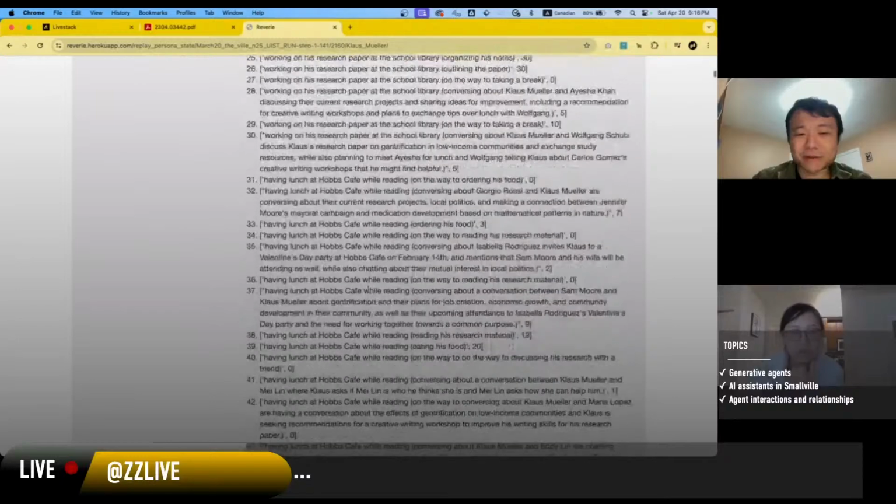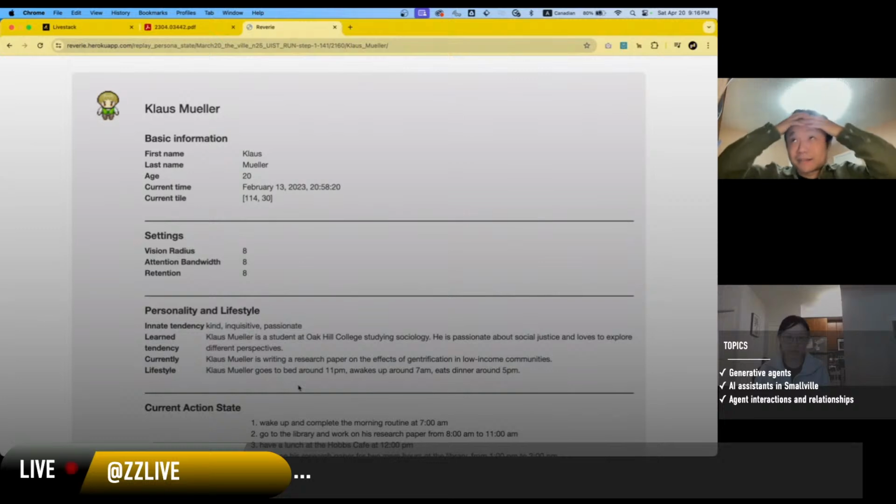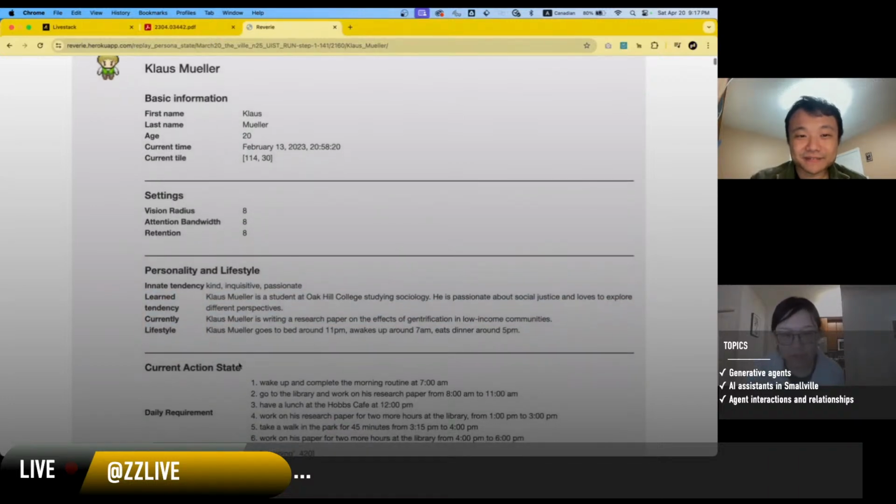I feel this is a little self-reinforcing, because based on the base description, we don't see that he's a dedicated researcher. We don't see that. I could as well say he's a dedicated social activist. Okay. Do you see a researcher here? I don't see one. Only that he's writing a research paper. Like, passionate about social justice.